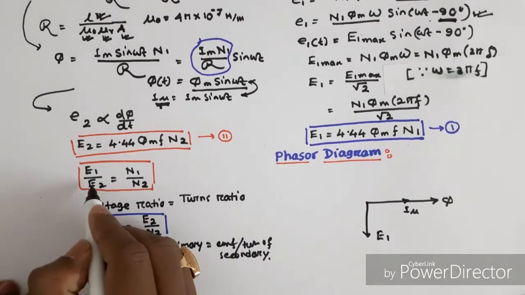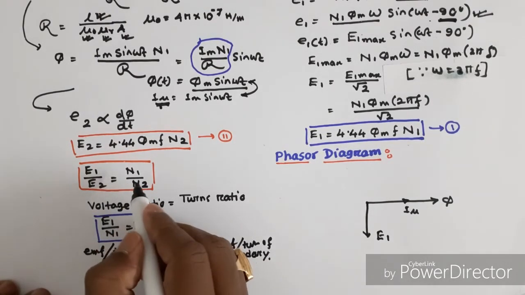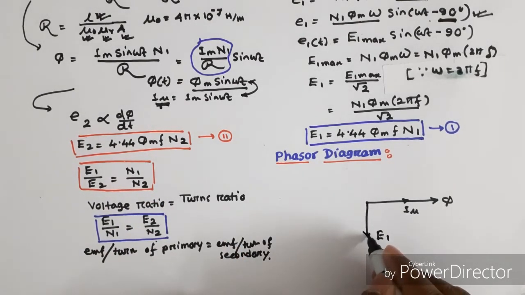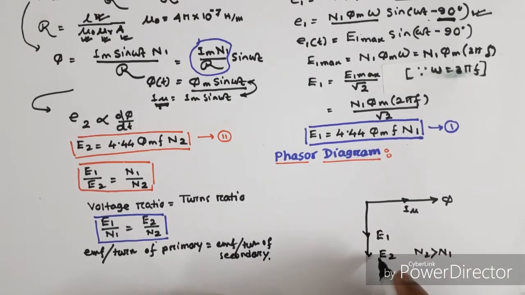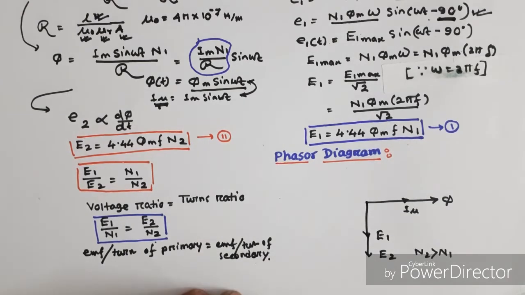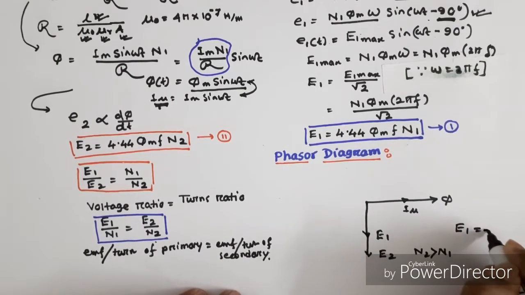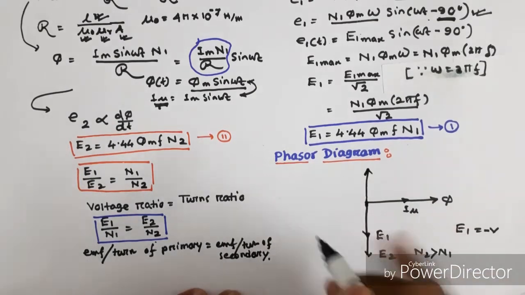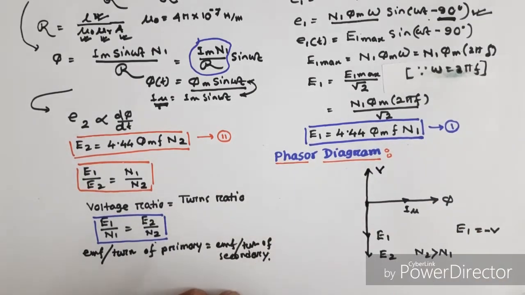Again, E1 by E2 equal to N1 by N2. Depending upon the number of turns, E2 may be greater than or less than E1. Suppose here N2 greater than N1. Therefore, E2 will be greater than E1. According to Lenz's law, the effect opposes the cause. The effect is the induced EMF and the cause is the supply voltage. Therefore, E1 will be minus of V, the same but in opposite direction. This is the supply voltage V.